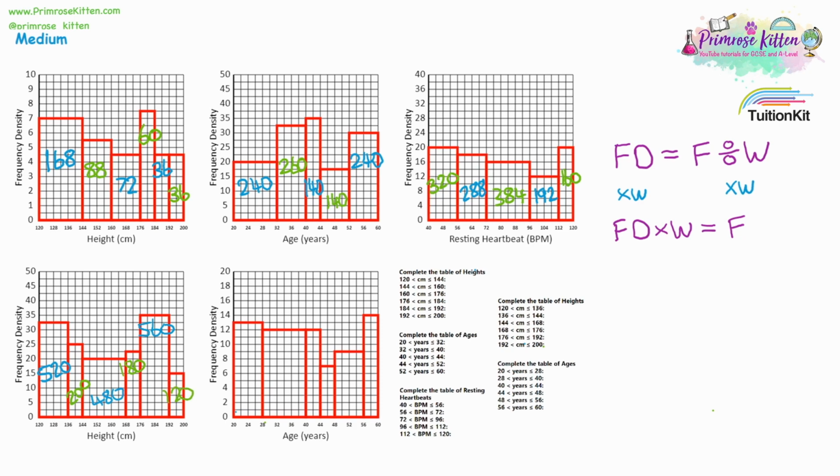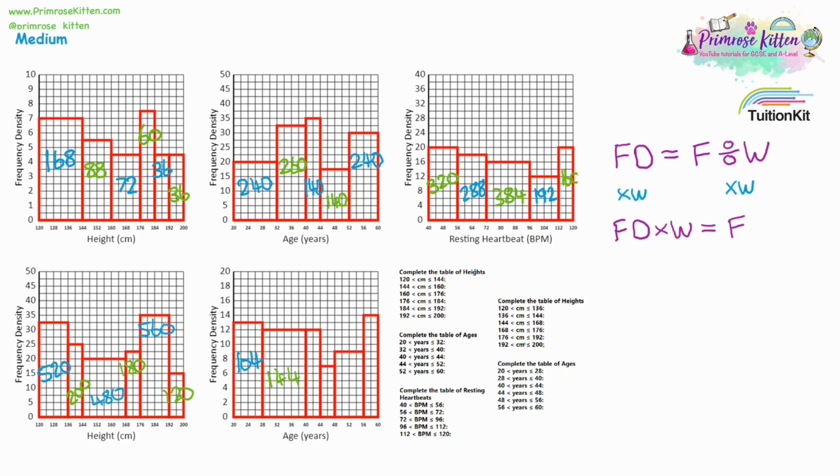And now moving on to the final question. Our first bar is between 20 and 28. That's a width of 8. Multiply it by the height, 13, and we have 104 people represented in that bar. The next bar is from 28 to 40. That's a width of 12. The height is also 12, so 12 times 12 is 144. The 144 people represented in that bar.